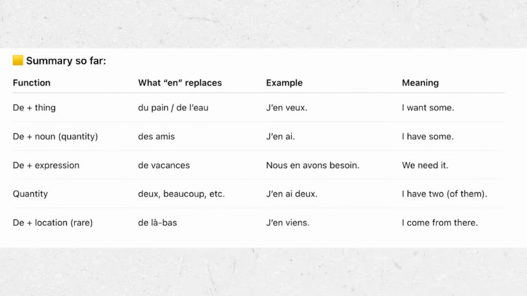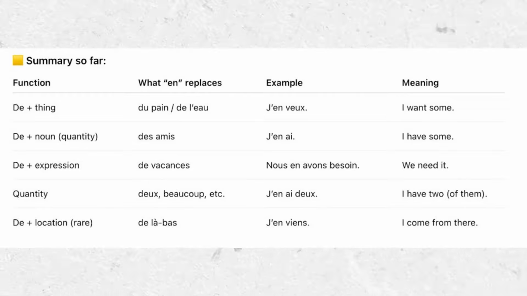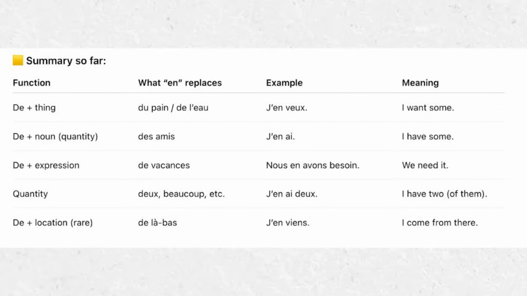All right? Now the second line, I said "de plus noun," that's a quantity. This means when you're talking about something countable, like friends, apples, students, etc. So par exemple, "tu as des amis," you would say "oui, j'en ai." So "en" replaces "des amis." You don't need to repeat it.